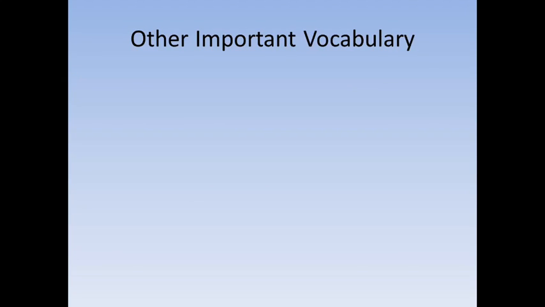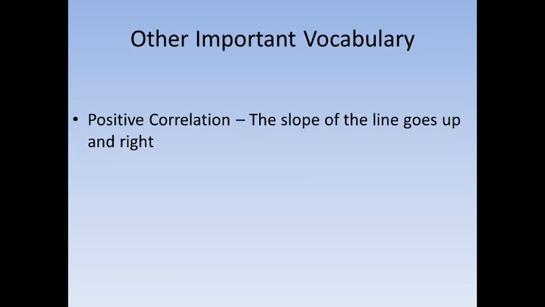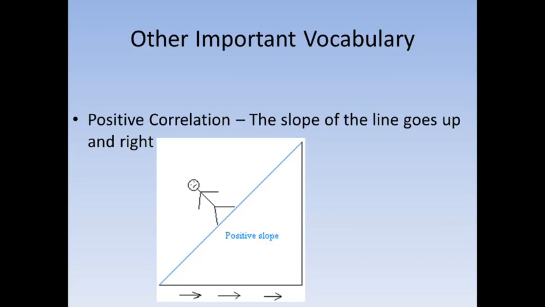Next vocab word that we're going to deal with is positive correlation. This just means that it has a positive number. So when we're dealing with graphing, positive, we know that is to the upper right quadrant. So look at this. The positive slope is going up to the right. There we go, positive correlation.